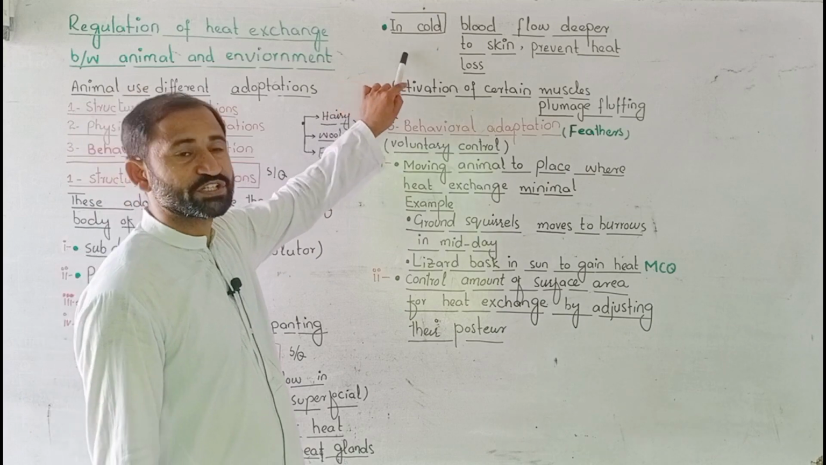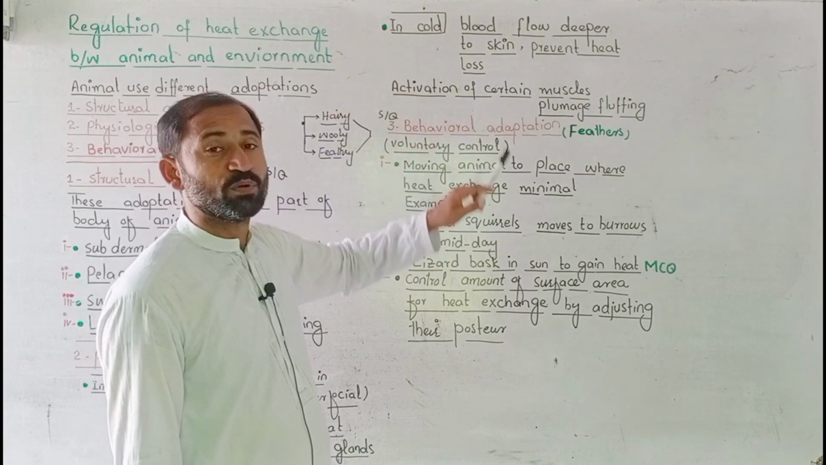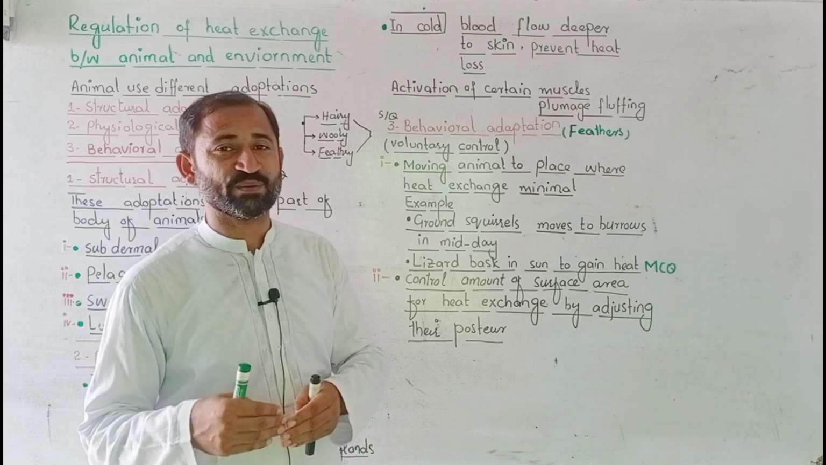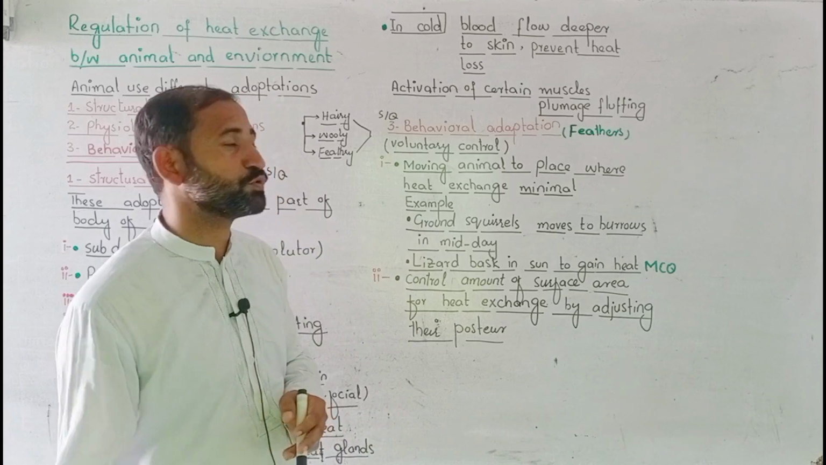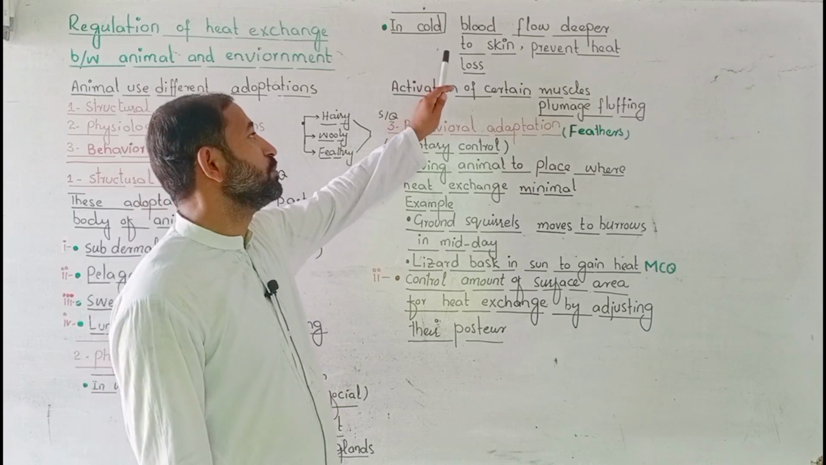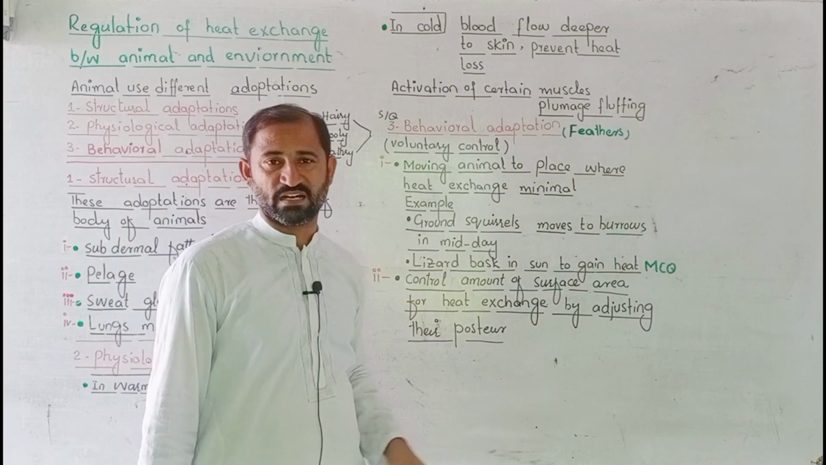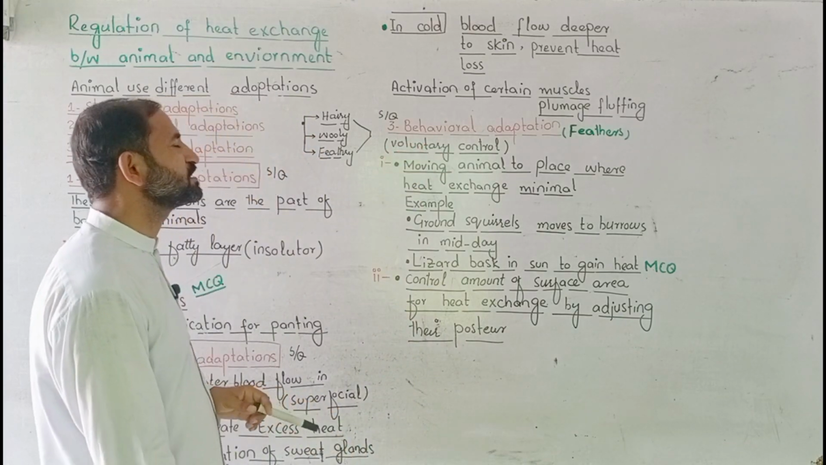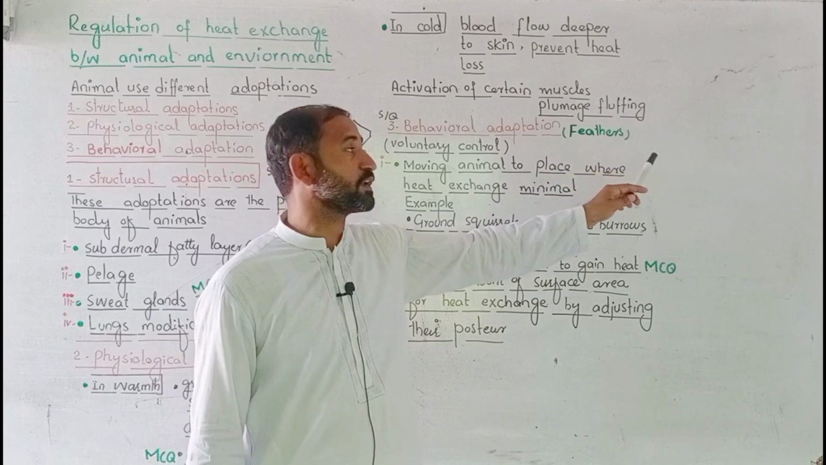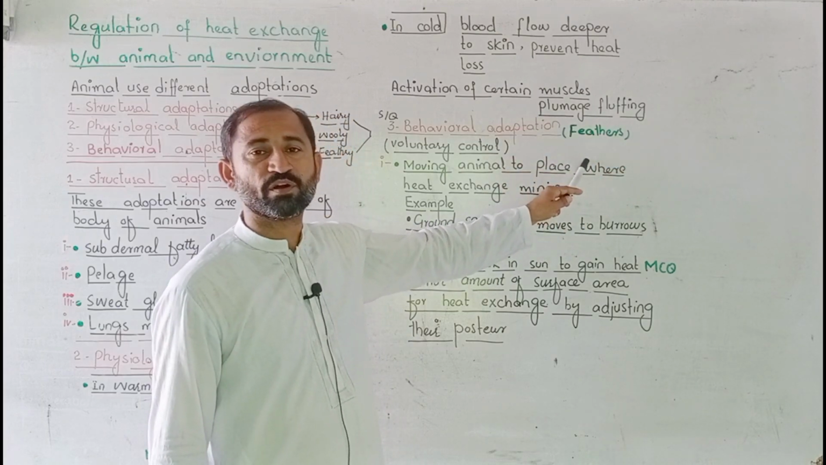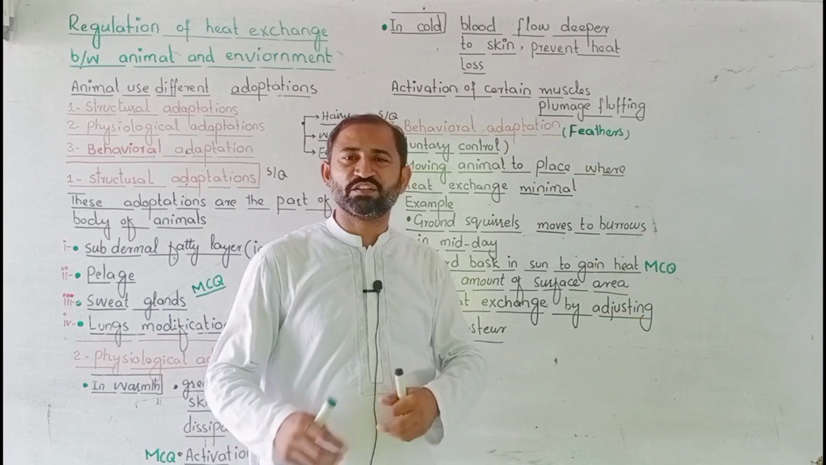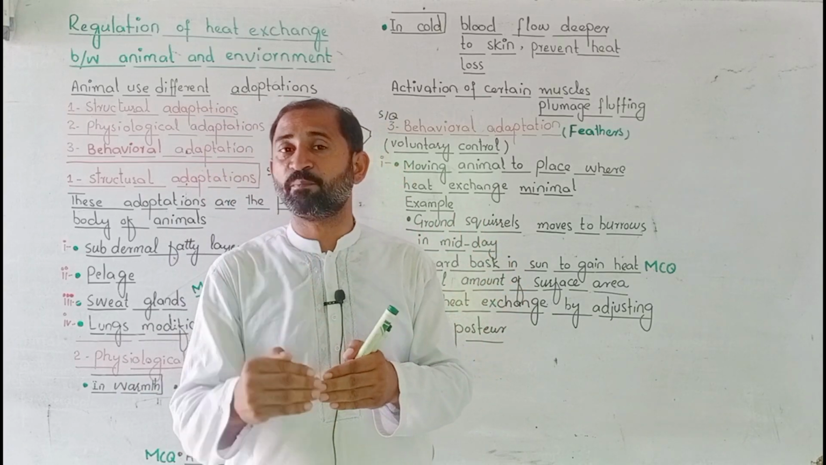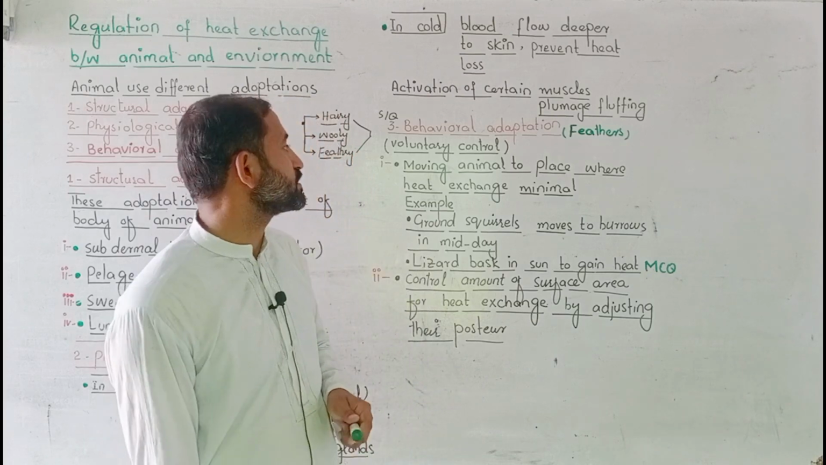Next one is in cool temperature. In cool temperature, blood flows deeper in the body, so it doesn't allow heat to escape to the outer environment. So blood flow deeper to the skin prevents heat loss. And activation of certain muscles, in the case of plumage fluffing. Plumage means the feathers present on the body of the bird, whereas fluffing means arranging them in such a way that they trap a thick layer of air between them, and this layer acts as an insulator.